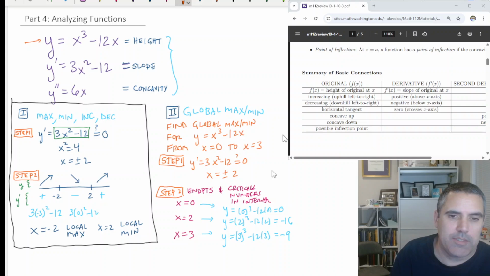So again, I did not pick these numbers carefully, but then we would call this the max, the global max, and we would call this the min. That's how we do absolute or global max and min questions.